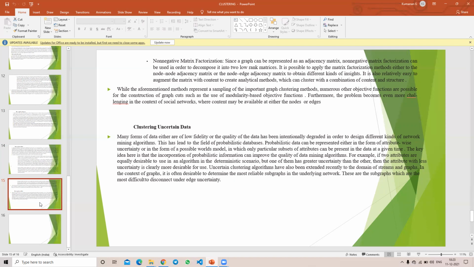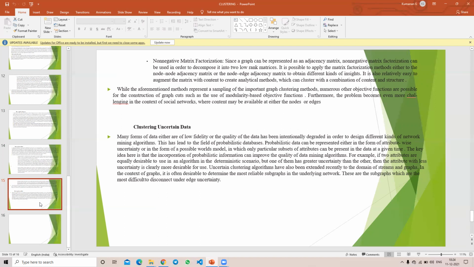While the aforementioned methods represent a sampling of the important graph clustering methods, numerous other objectives are possible for the construction of graph clusters, such as the use of modularity-based objective functions. Furthermore, the problem becomes even more challenging in the context of social networks, where content may be available at either the nodes or edges.